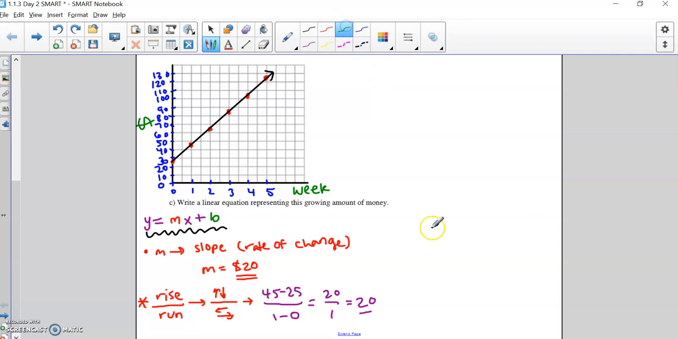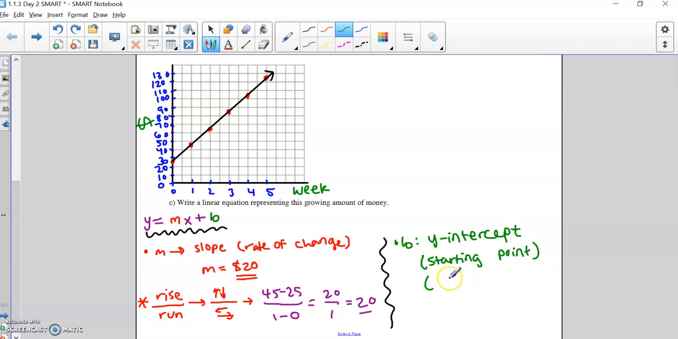All right, next is the b, which is the y-intercept. So I'll just put that here. So the y-intercept, that's why it's called slope-intercept form, right? Because the second part is the y-intercept. There's a couple ways you can think about this. We can think about it as the starting point. We can think about it as where x is 0. Okay, either of these are pretty valid.